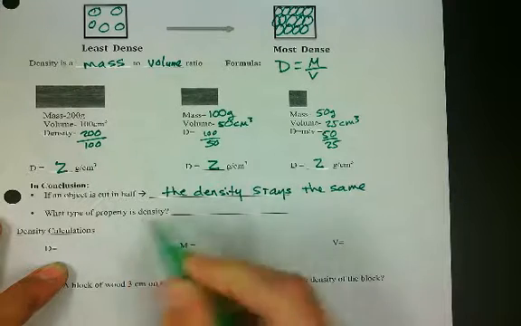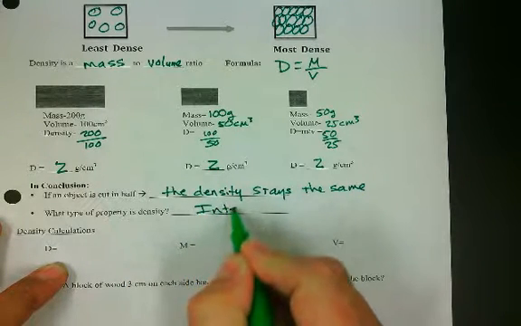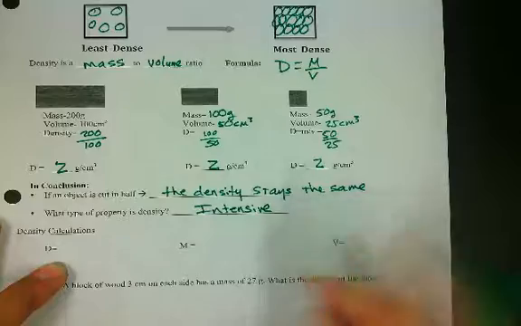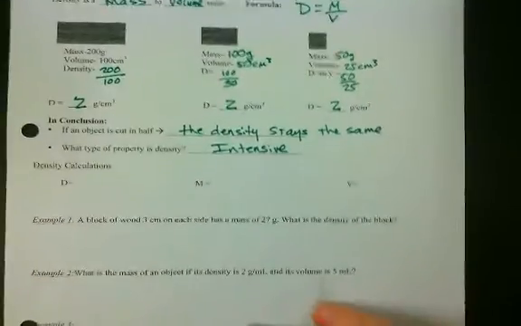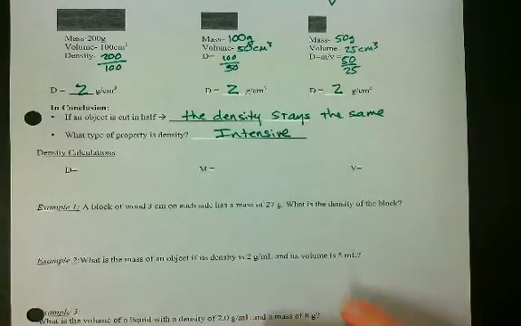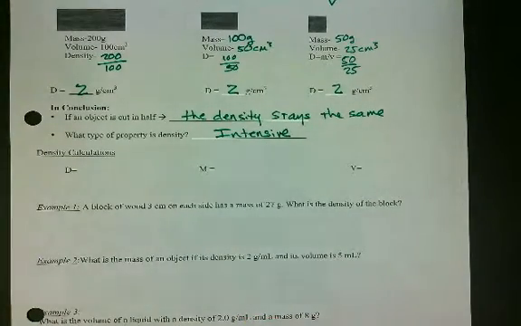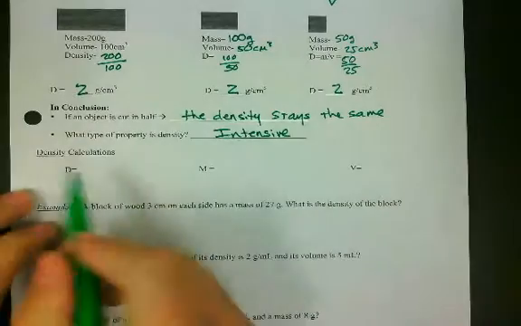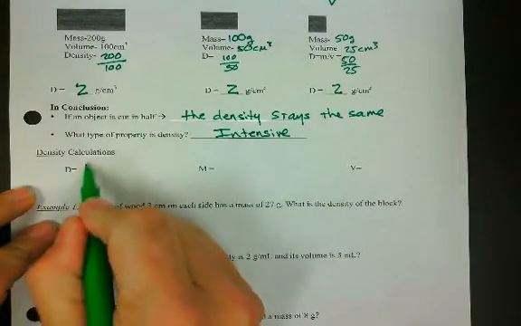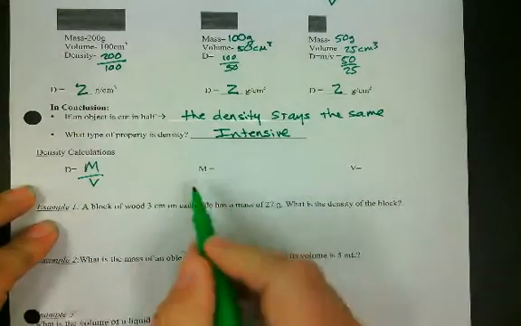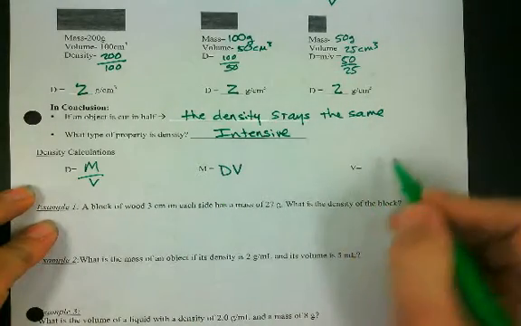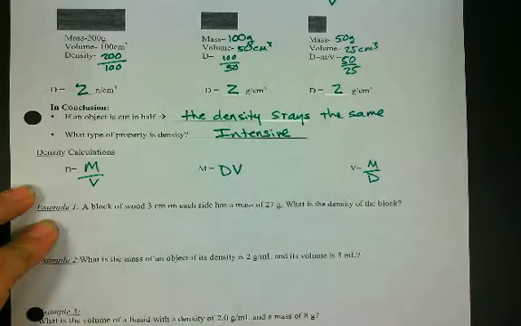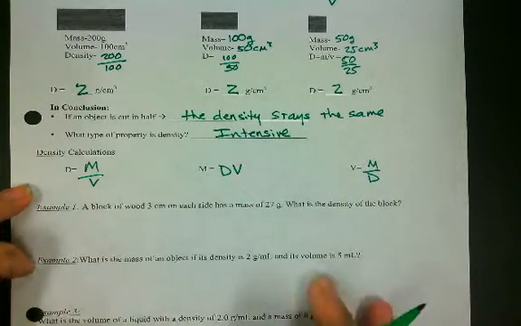When it asks what type of property density is, this is intensive. It doesn't matter the quantity we have, it stays the same density. Okay? You're going to need to know how to rearrange this formula so we can solve for any variable: mass, volume, or density. Our calculation is D equals M over V. Mass is D times V, density times volume, and volume is M over D. That's basic algebra rearranging. Okay? That's not hard.